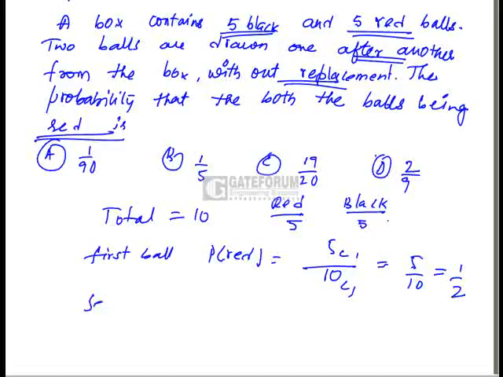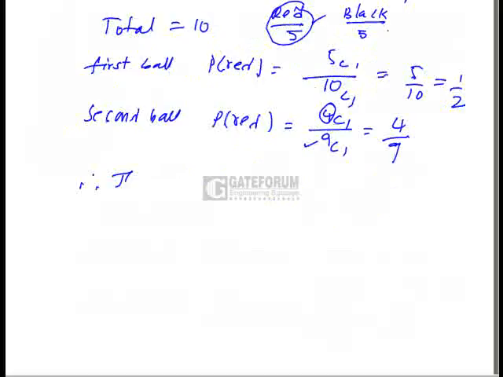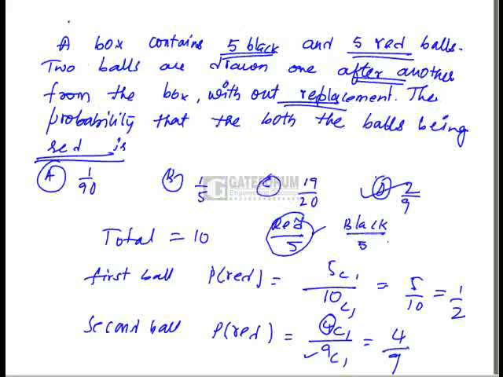Now when we are selecting the second ball, the probability of getting red is 4C1 by 9C1. The reason is we are not replacing the ball. Out of 10 balls we have taken 1 ball, so the remaining are 9 balls, and out of 5 red balls we have selected 1 red ball, so there will be only 4 red balls left. So the answer will be 4 by 9. Now the required probability is the product of these two cases, which is 1 by 2 into 4 by 9, which is 2 by 9. Option D.